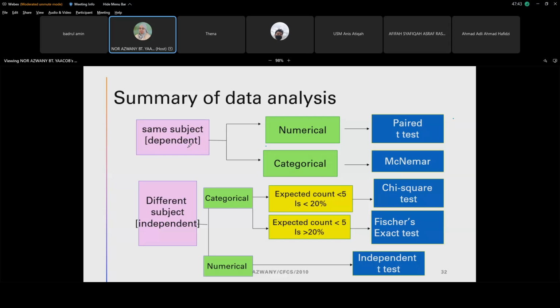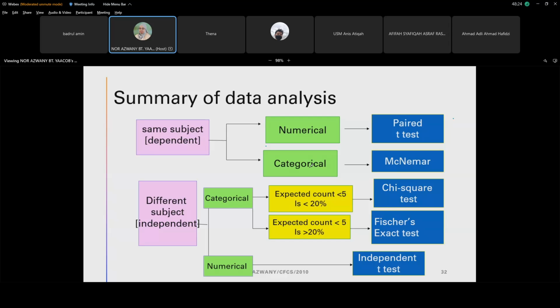Okay. And if it's a different subject, if you do cross-sectional study, each people is different people, then it is independent subject. Then you look into the numerical variable. You look into the outcome variable. So if the outcome variable is numerical, for example, you are doing the knowledge score before and after, when it comes to numerical, it is T test. If it's dependent subject, paired T test. If independent subject, independent T test. Okay, so numerical T test, paired or independent T test.